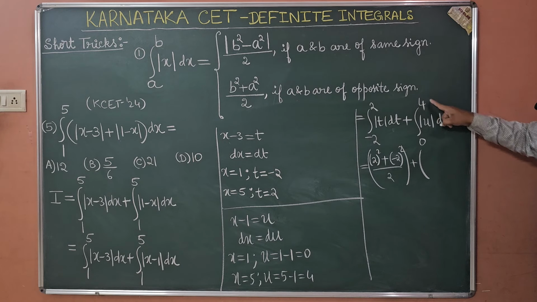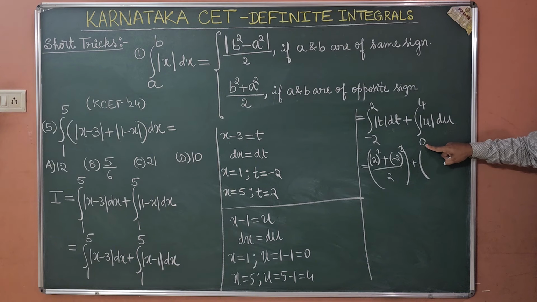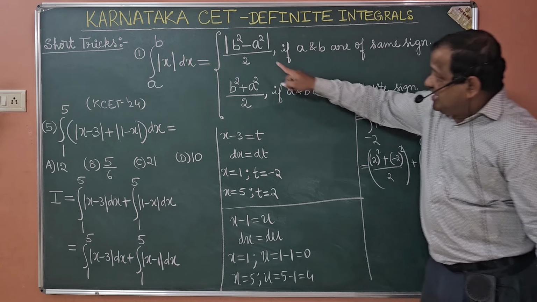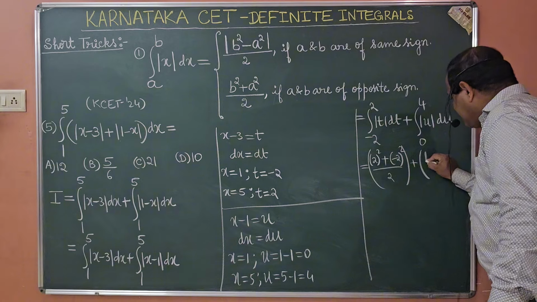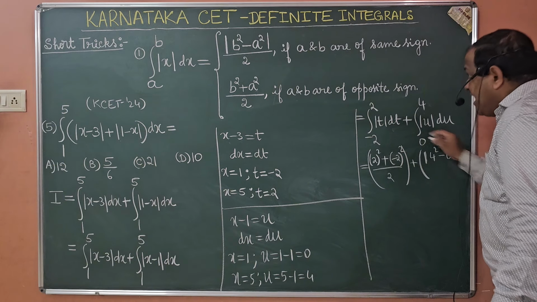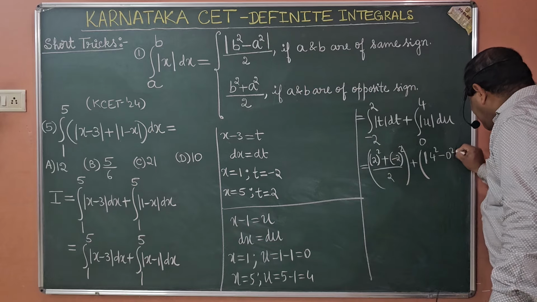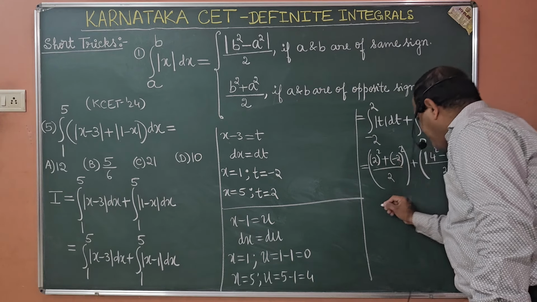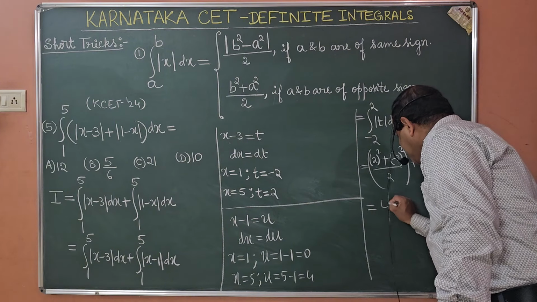Integration from 0 to 4, mod u du. Now 0, you consider this as positive. 0 positive, 4 is positive. Therefore, both lower limit and upper limit are of same sign. If they are of same sign, formula is first case. Therefore, it is modulus of b square, 4 square, minus lower limit square, a square, that is 0 square, divided by 2. Therefore, this becomes 4 plus 4, 8 by 2, that is 4.